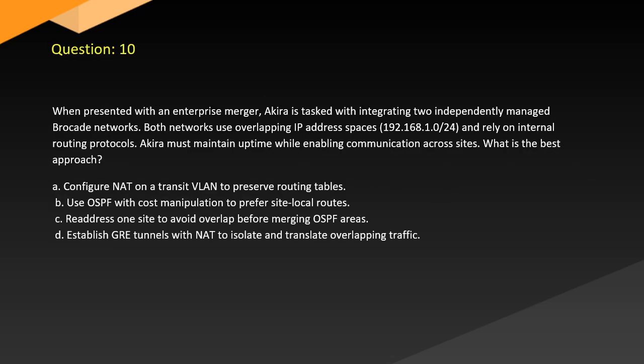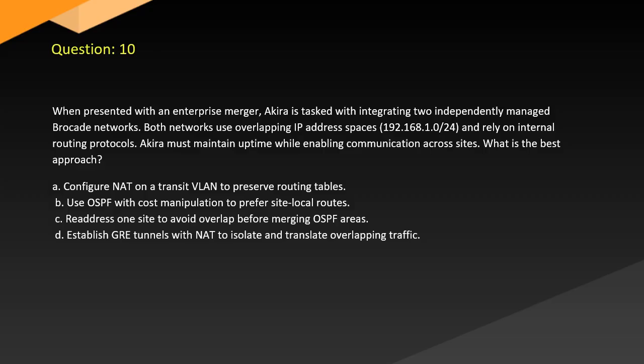Question 10. When presented with an enterprise merger, Akira is tasked with integrating two independently managed Brocade networks. Both networks use overlapping IP address spaces, 192.168.1.0/24, and rely on internal routing protocols. Akira must maintain uptime while enabling communication across sites. What is the best approach?